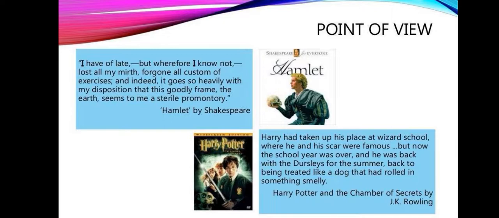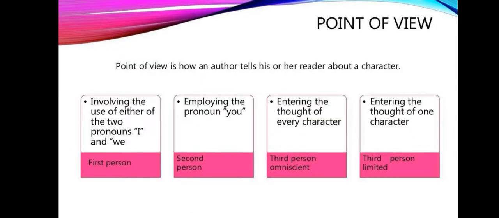Second example: "Harry had taken up his place at Wizard School, where he and his owl were famous, but now the school year was over, and he was back with the Dursleys for the summer, back to being treated like a dog that had rolled in something smelly." Harry Potter and the Chamber of Secrets by J.K. Rowling. So what is this? This is third person describing one character, which is Harry Potter.